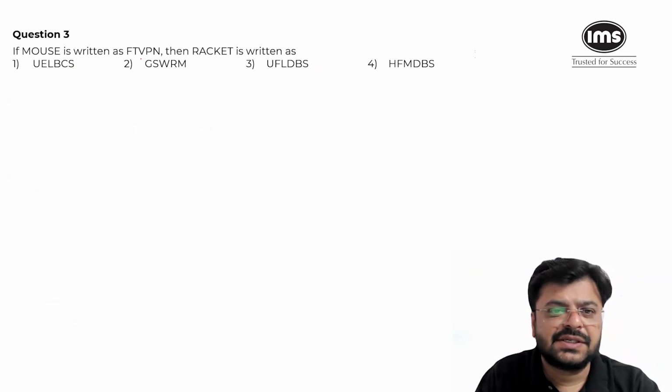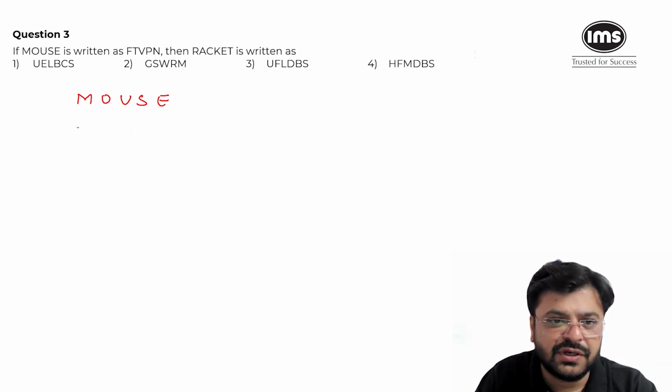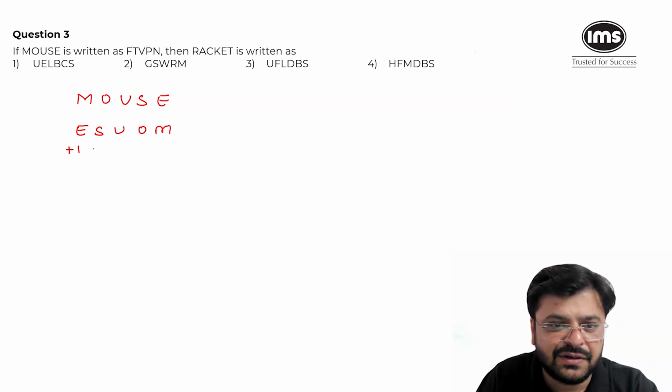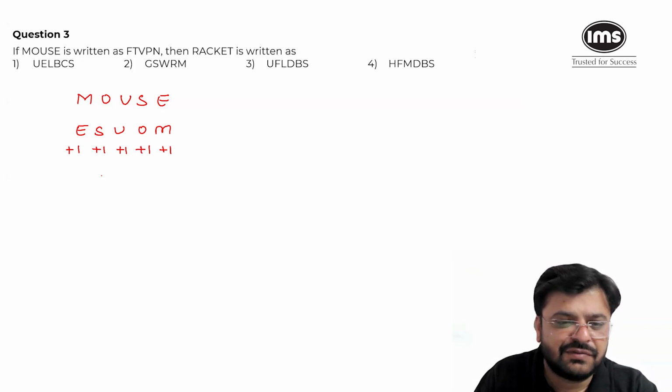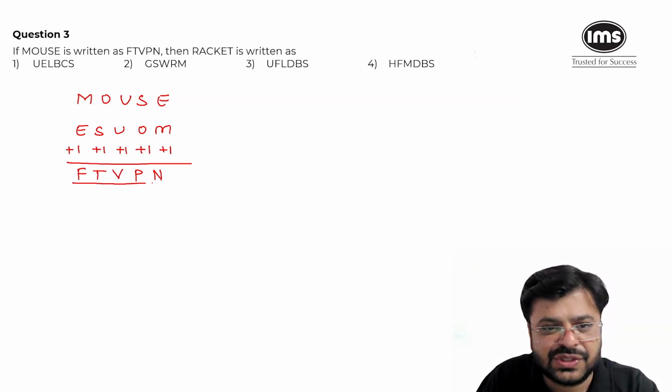If mouse is written as FTVPN, so basically what they are doing here is first they are writing this word mouse in reverse order, which is E S U O M, and then they're moving one alphabet ahead of these letters. So E plus 1 is F, then S, T, U, V, O, P, M, N. So this is the code.